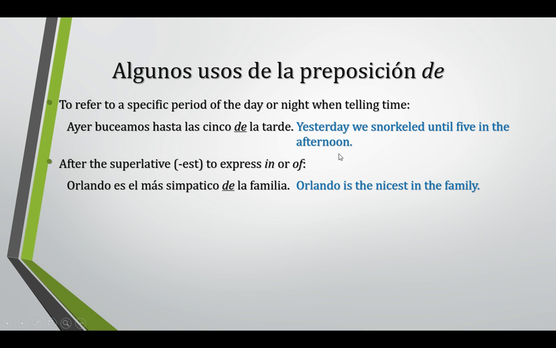In inglés, dice Orlando is the nicest in the family. Like he's the nicest member. He's the nicest in the family. Or we may say of the family. But in español, you have to say de. Orlando es el más simpático de la familia.